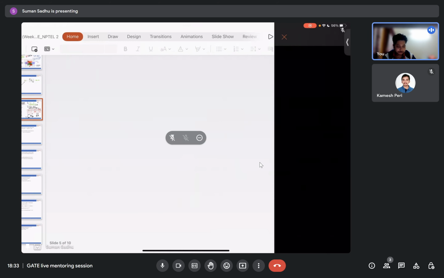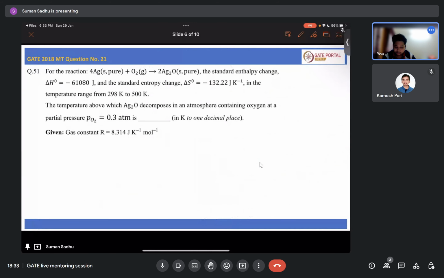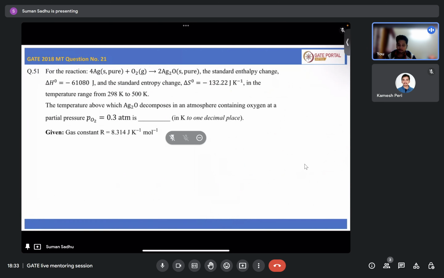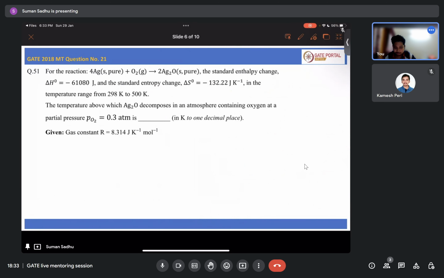Okay, so now we'll move to the next question. This is question number 51 of GATE 2018 Metallurgical Engineering. So this will be 51, not 21.